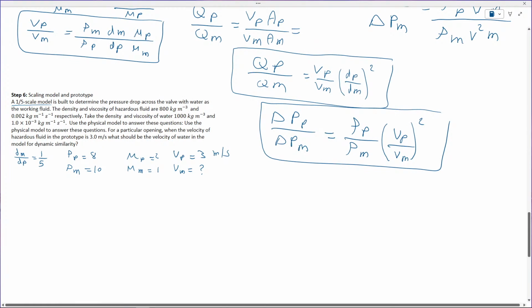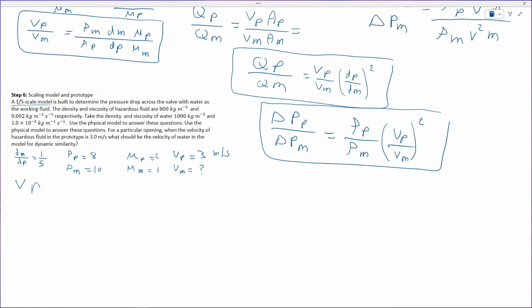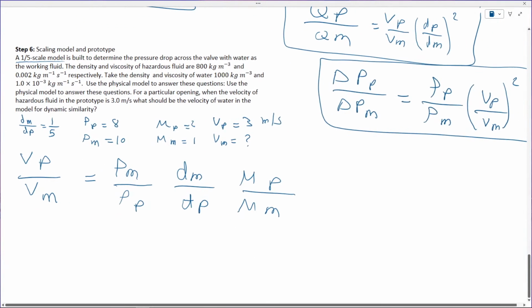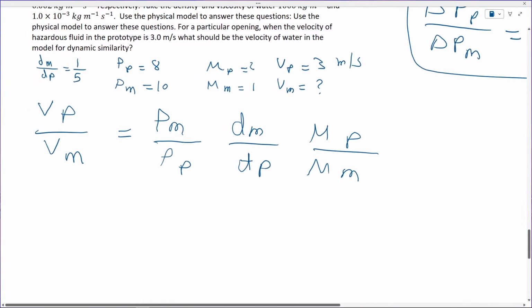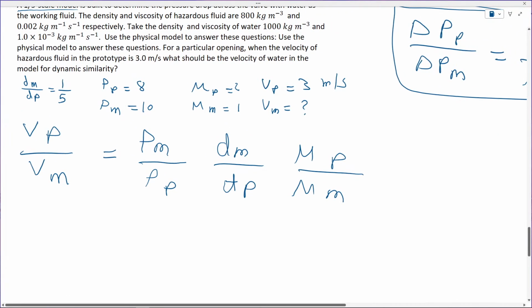Basically that's my relationship: Vp over Vm is equal to rho model over rho prototype, times d model over d prototype, times u prototype over u model. That's the relationship here. So can we find this unknown? Yes, we can find it.